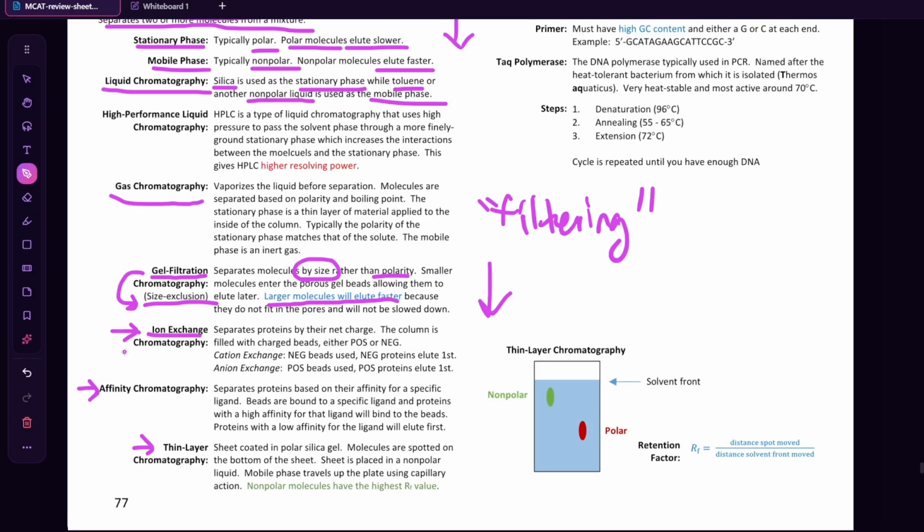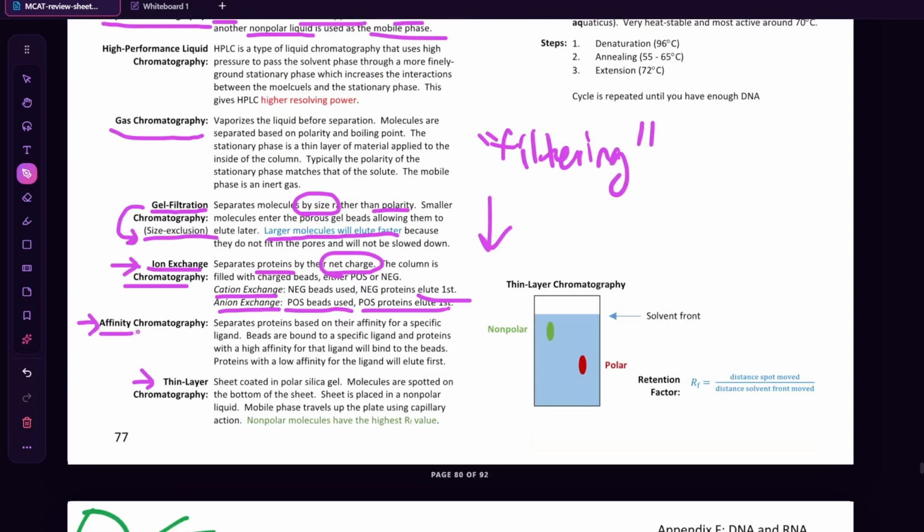Ion exchange chromatography separates proteins by their net charge. Cation exchange is when negative beads are used so that the negative proteins elute first, and anion exchange is when positive beads are used so that the positive proteins will elute first. In affinity chromatography, it's about binding, seeing how beads are bound to a specific ligand. Proteins with high affinity for that ligand will bind, because they want to be together. So the proteins with low affinity will elute first.